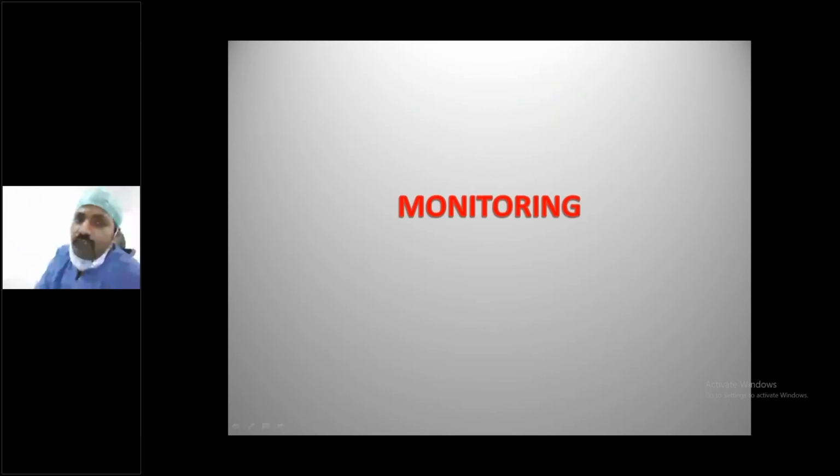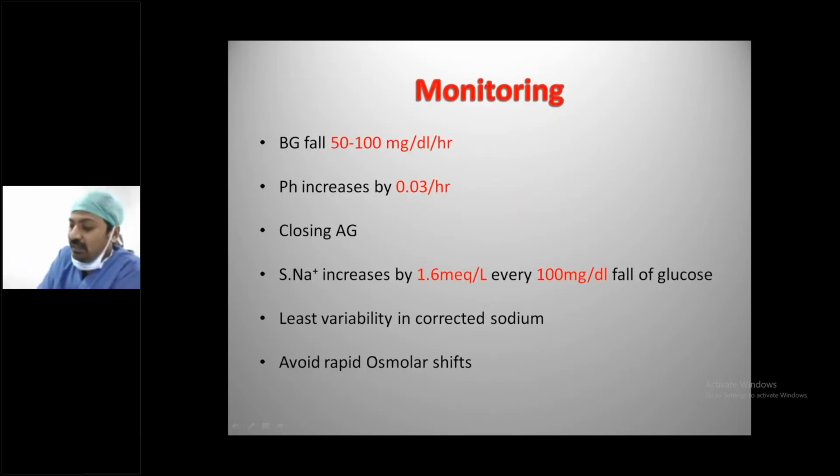What to expect? We need to ensure blood glucose falls by 50 to 100 mg per deciliter per hour, and pH increases by 0.03 every hour, and the anion gap closes. Usually DKA is associated with a high anion gap. We need to monitor the anion gap regularly, serially, during therapy. Closing anion gap indicates resolution of DKA.